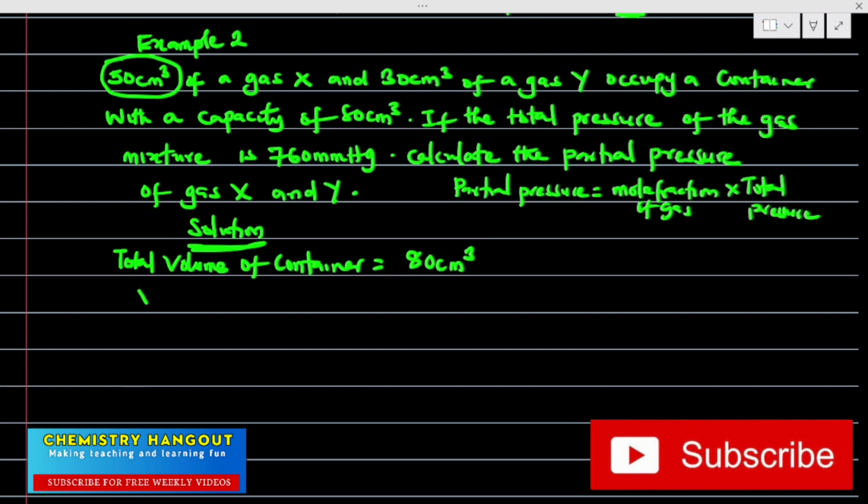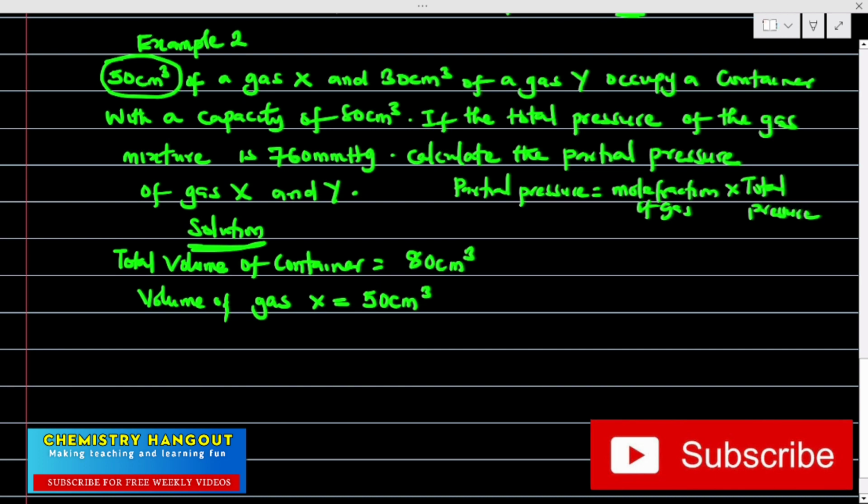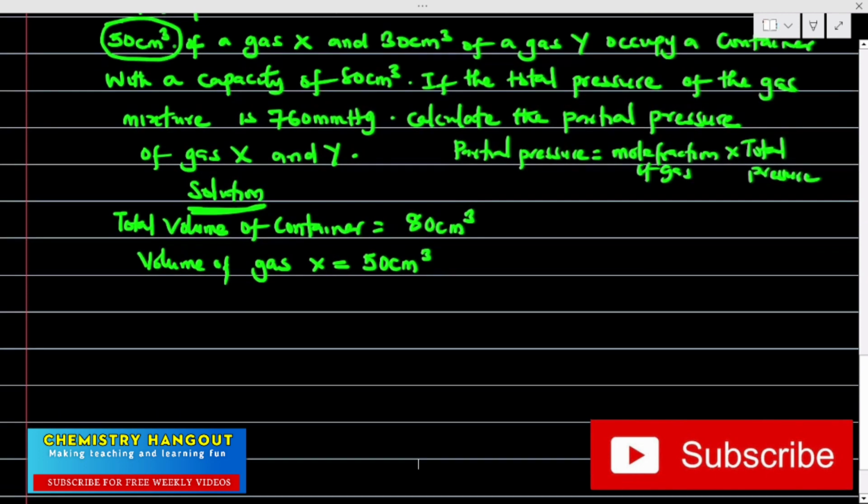They gave us the volume of gas X, which is representing the mole of X. Instead of giving us mole, they are giving us volume, that's 50 centimeter cube. Very, very important now. And the total pressure, what is the total pressure they gave us? 760 millimeter mercury. So we can calculate this. It's a very straightforward question. So we can do something like this now.